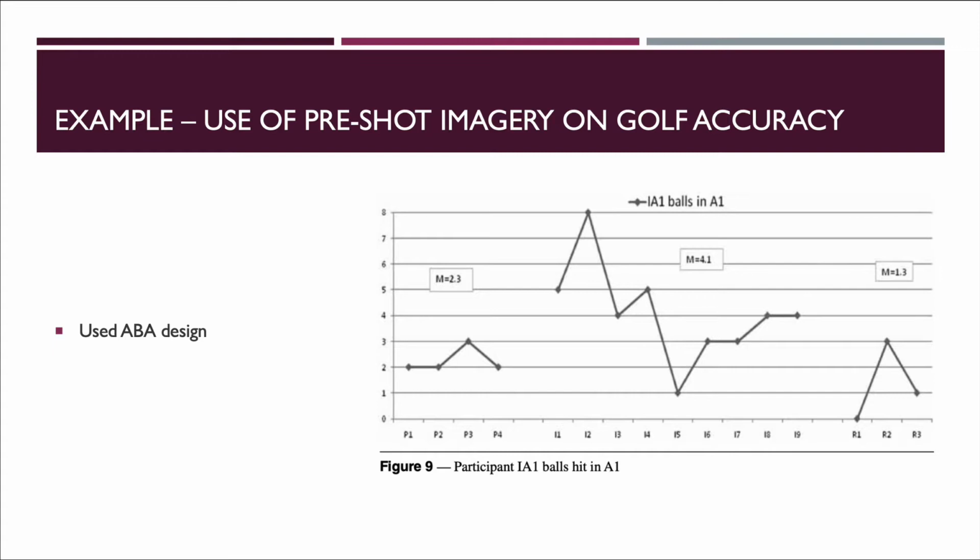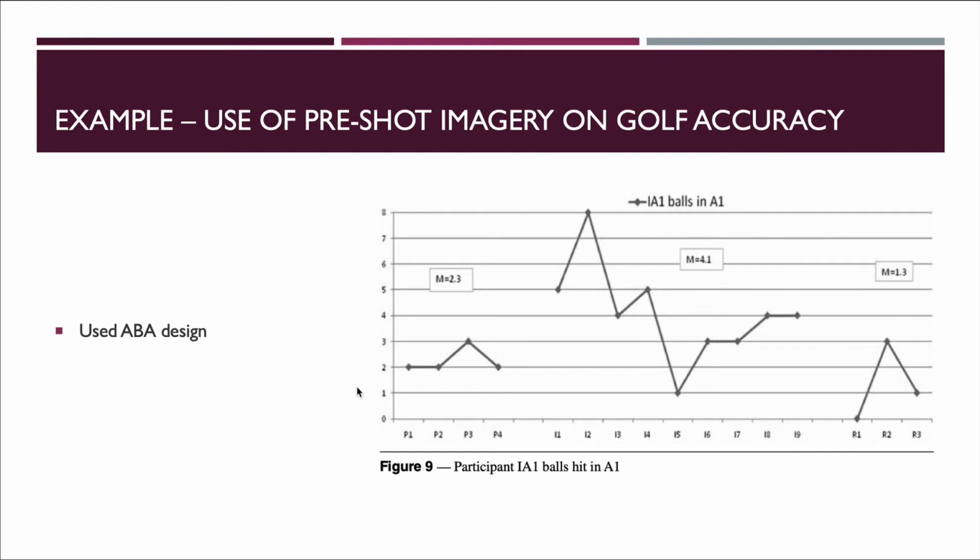Then the intervention is introduced, and we continue to take measurements during this. And then finally, the intervention again is removed. What these individuals were doing was looking at the use of pre-shot imagery on golf accuracy, the ability to accurately take a full swing and hit the ball at a target. Basically, what they were measuring is how many balls the subject got within the central part of the target, which is section A1.